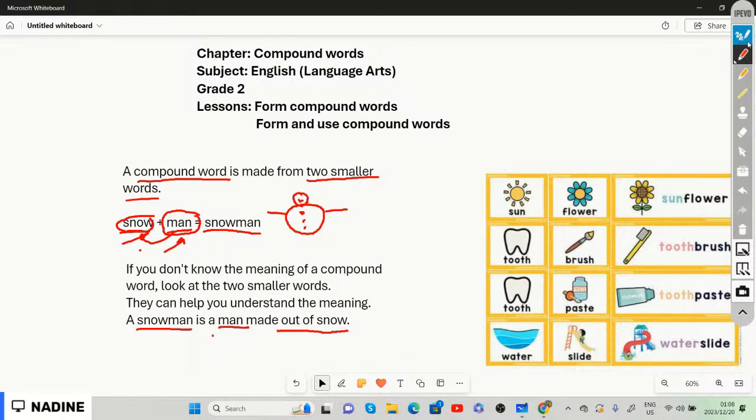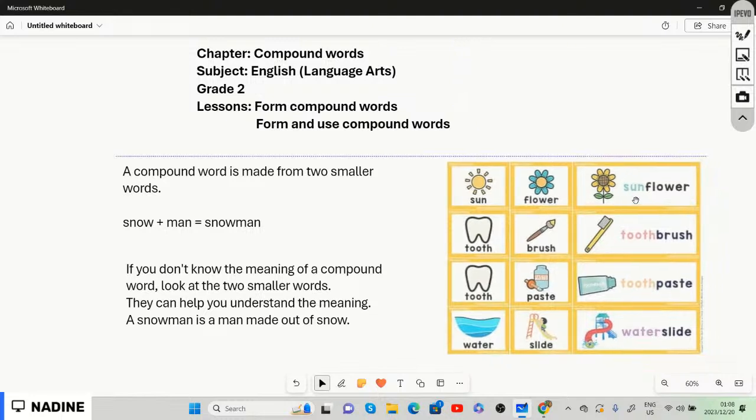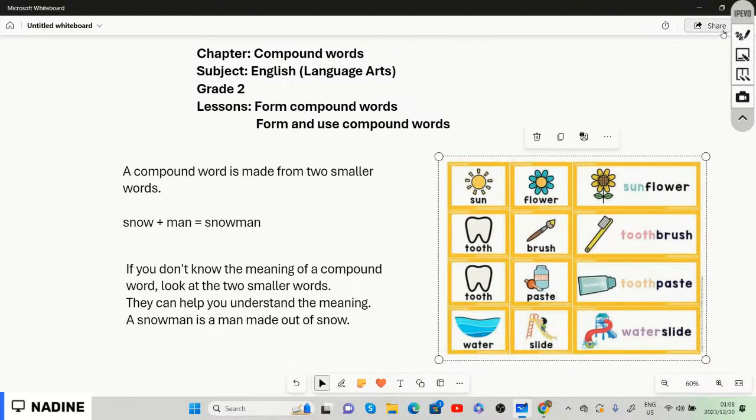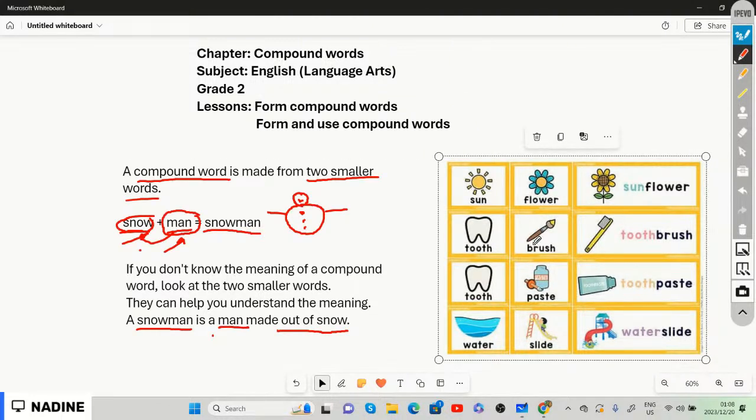And if we look at a few examples of compound words, sometimes they don't just give us the words, they just give us a picture. So now you need to first try to make meaning of what the picture is, and then you add the pictures together to get the compound word.